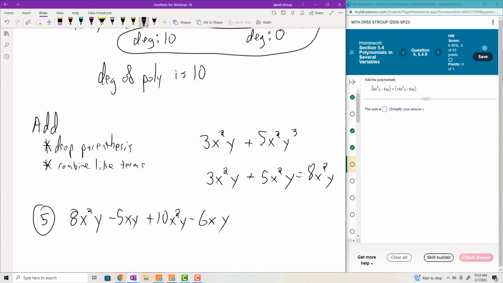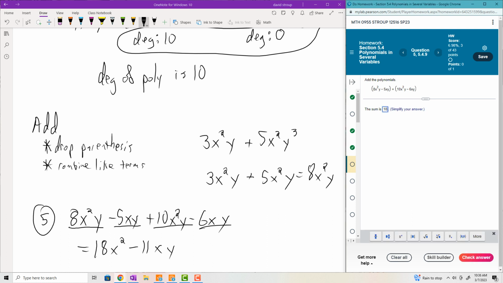And then I'm going to combine any like terms. Sometimes there's not a lot to combine. Here, though, 8 plus 10 of those is 18x squared y's. And then negative 5 minus 6 of those, negative 11 xy's. Okay, so it's pretty simple, I hope. X squared minus 11 xy.